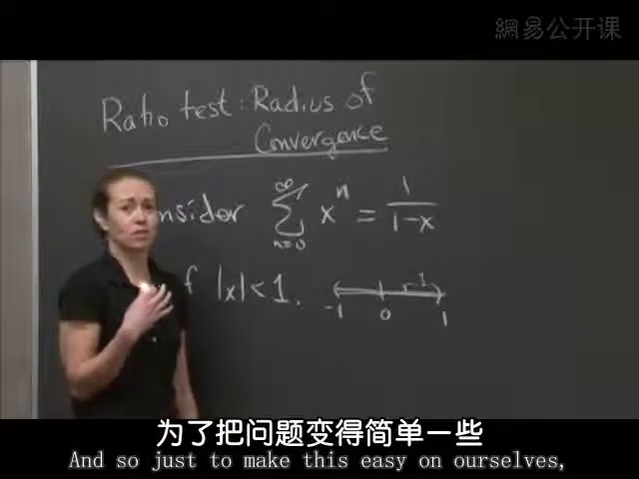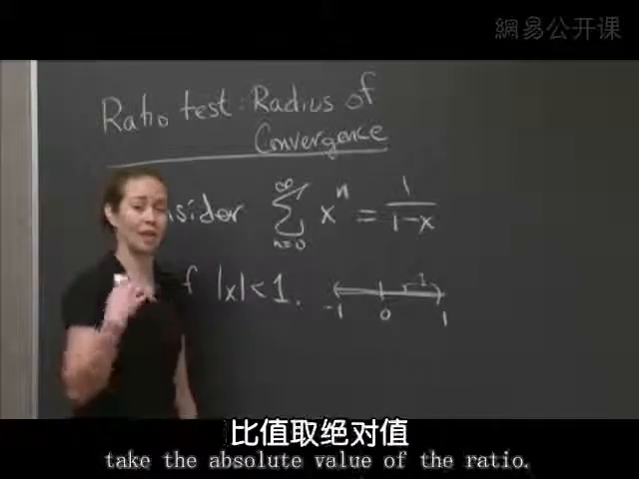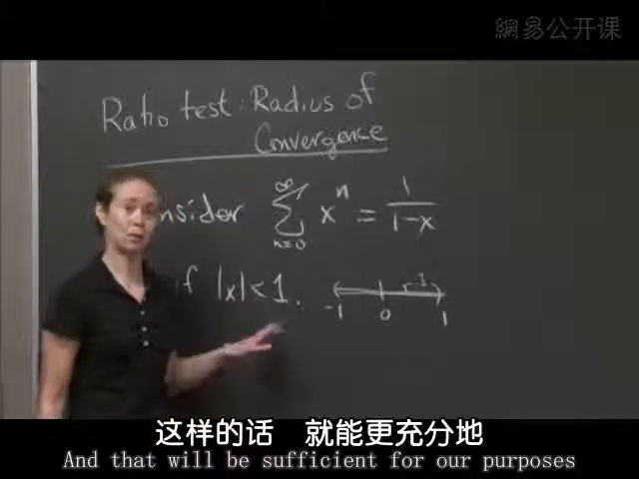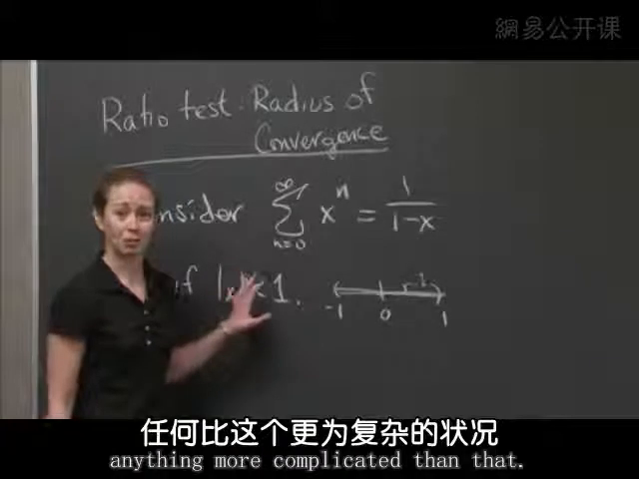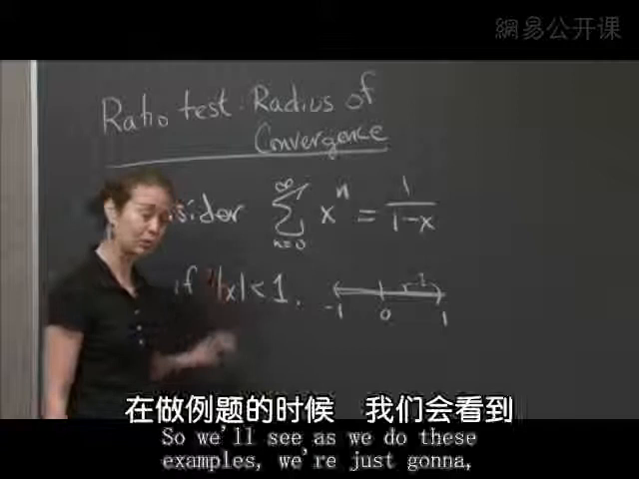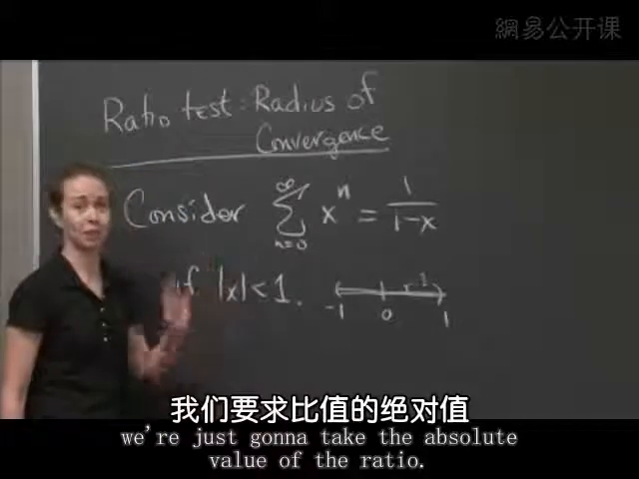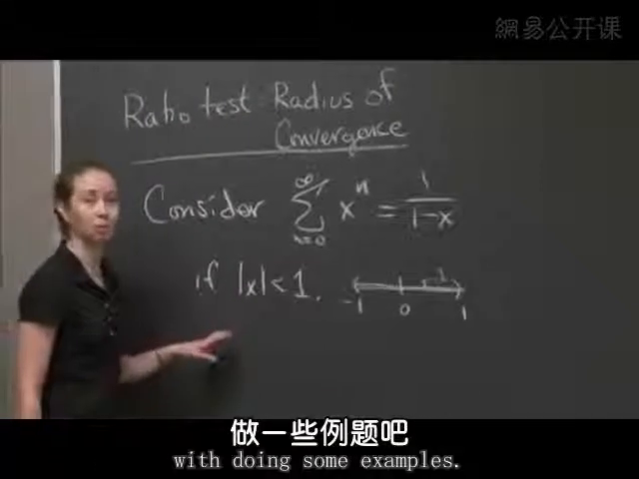And so just to make this easy on ourselves, when we do the ratio test, we're just going to take the absolute value of the ratio. And that will be sufficient for our purposes to determine the radius of convergence. And I don't want to go into anything more complicated than that. So we'll see as we do these examples, we're just going to take the absolute value of the ratio. So let's actually start off right away with doing some examples.